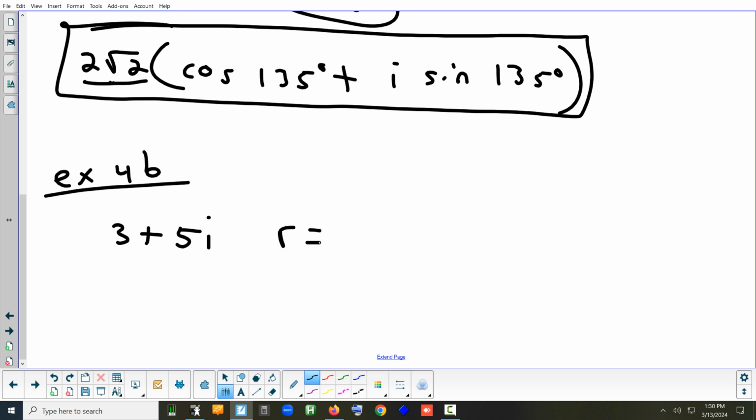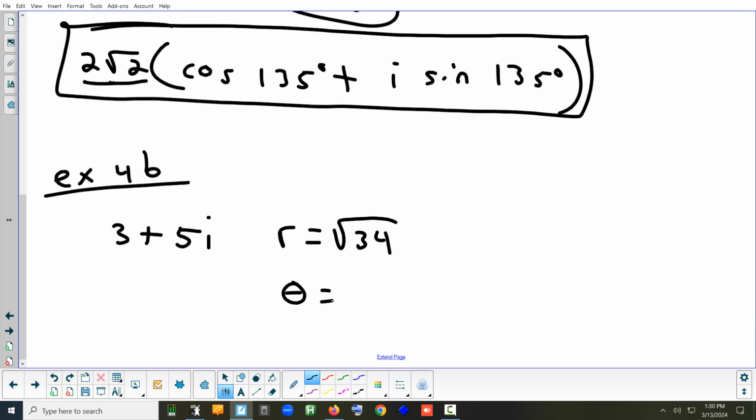Square root of 34. Now, can we simplify that? Let's see. Does 4 go into that? 4 times 8 is 32. 9? No. 16? No. That's as good as you're going to get. So there's your radius.